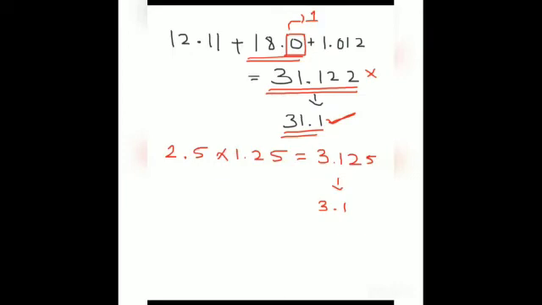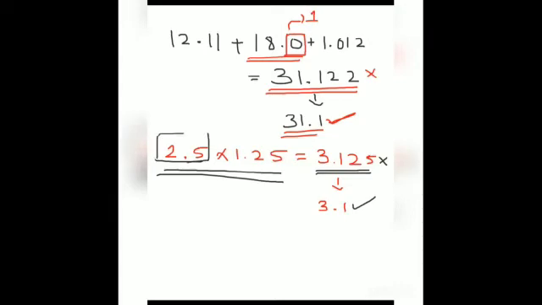In the same way, if you do the multiplication of 2.5 and 1.25, the result is 3.125. Here also, the answer should be written as 3.1, because in the multiplication, the first number has only 1 decimal place. So we have to keep it as 3.1, and should not write 3.125.